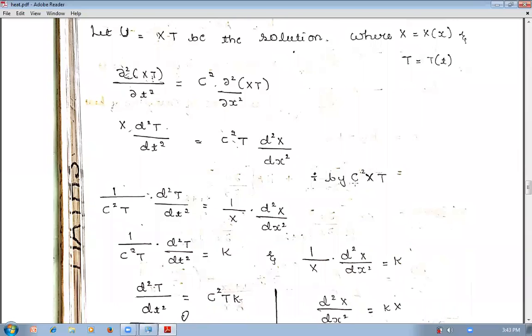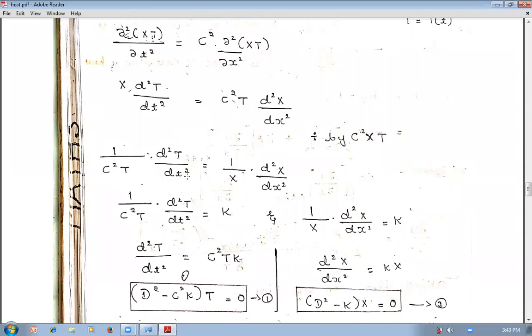Dividing throughout by c square XT. This is a very important step. Divide throughout by c square into XT. X gets cancelled. The remaining function is 1 by c square T into d square T divided by dt square is equal to, T gets cancelled, the remaining function is 1 by X into d square X by dx square.